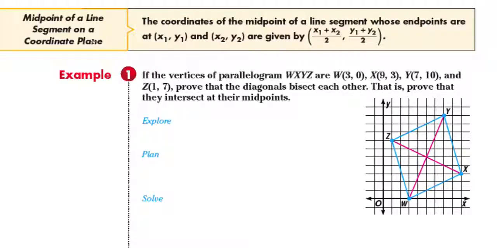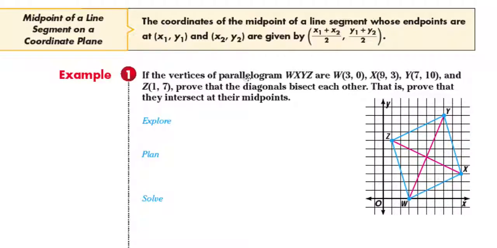Midpoint of a line segment on a coordinate plane is this. The coordinates of the midpoint of a line segment whose endpoints are (x sub 1, y sub 1) and (x sub 2, y sub 2) are given as an ordered pair, where the x-coordinate is x sub 1 plus x sub 2 all over 2, and the y-coordinate is y sub 1 plus y sub 2 all over 2. Okay, let's take a look at how this works. Midpoint formula.